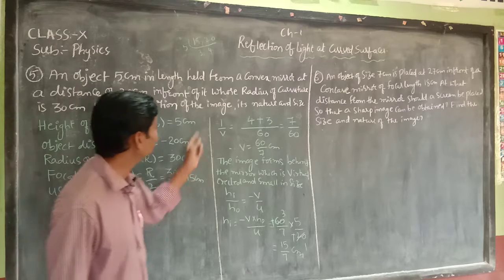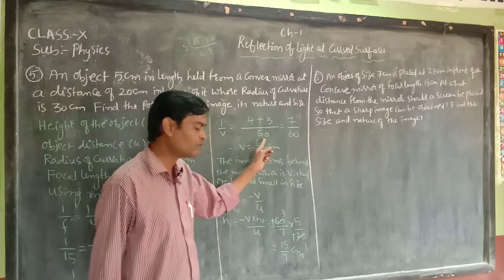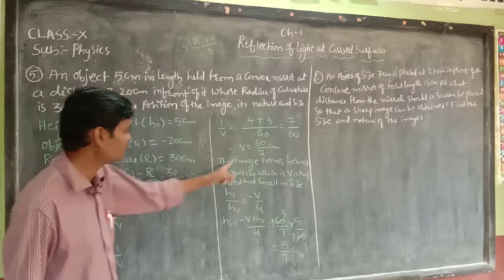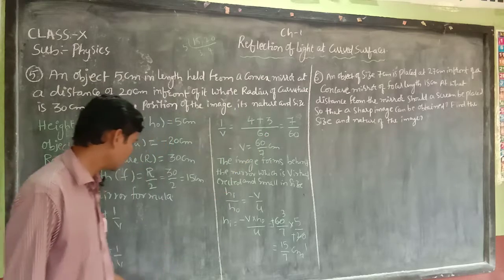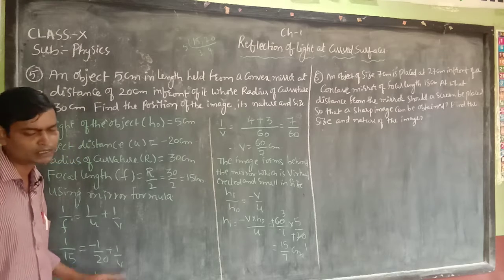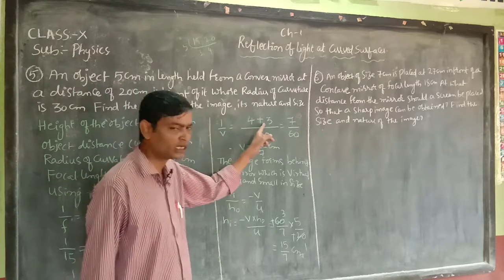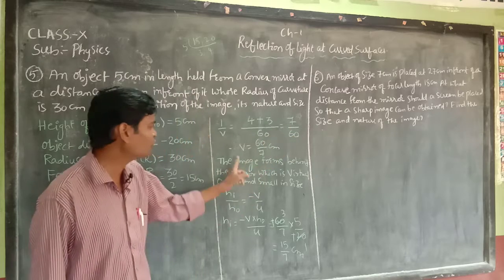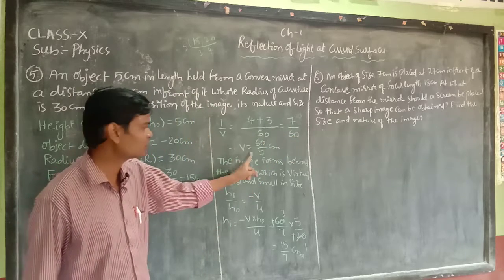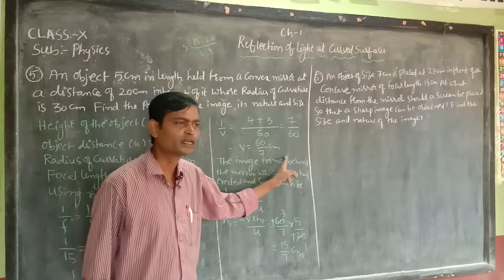So the LCM of 15 and 20 is 60. Therefore, in the 15 table, how many times does 60 go? 4 times. So 1 into 4, 4, plus in the 20 table, how many times does 60 go? 3 times. So 1 into 3, 3. So 4 plus 3 by 60 becomes 7 by 60. Therefore the position of the image V is equal to 60 by 7 centimeters.